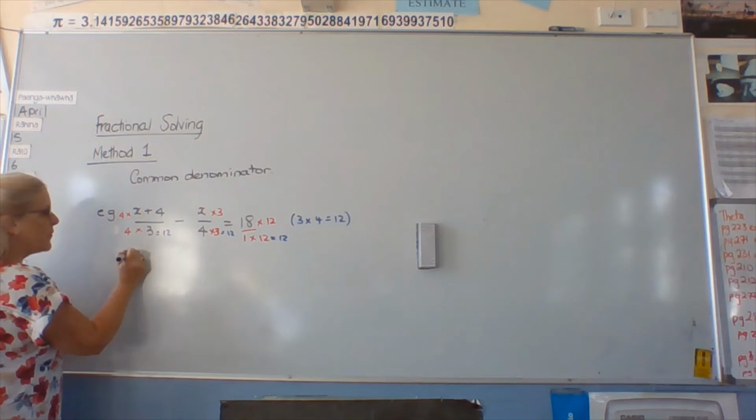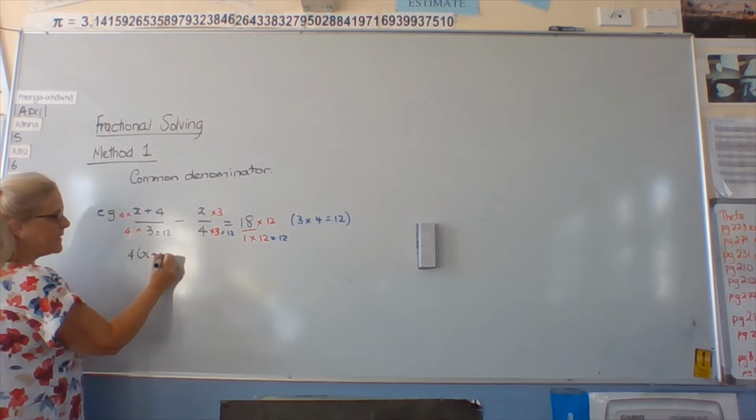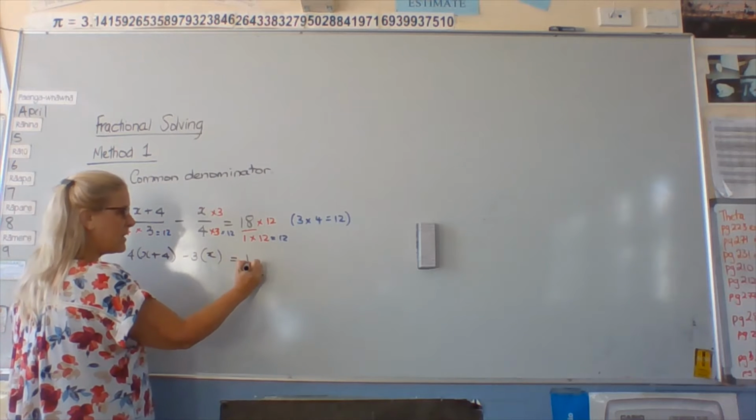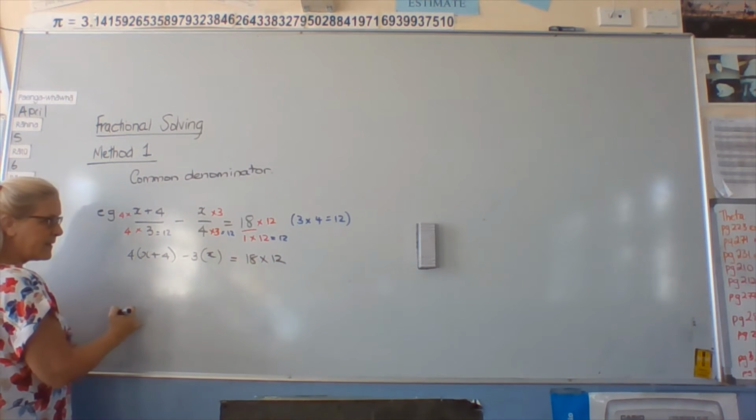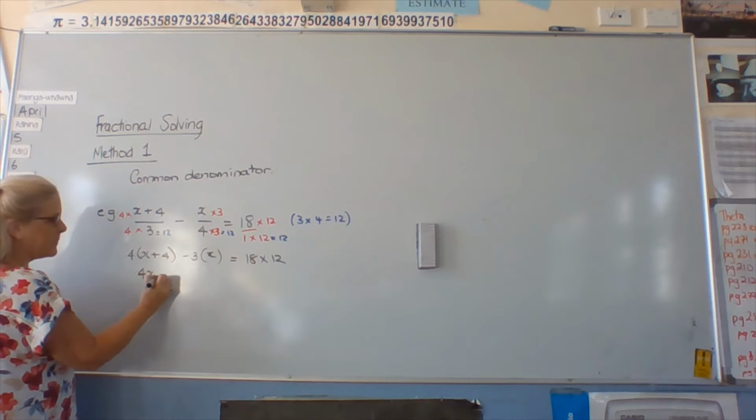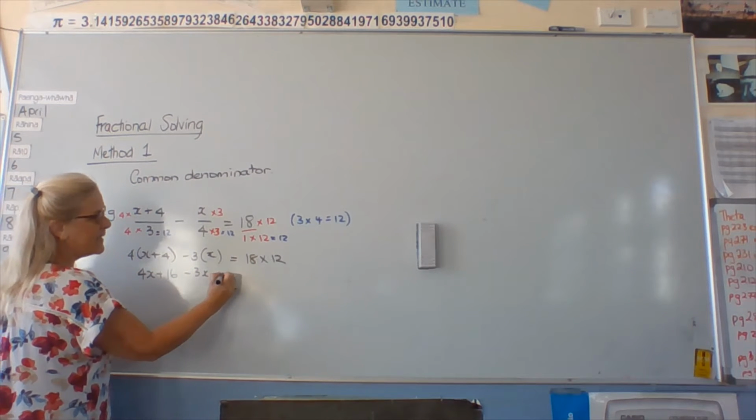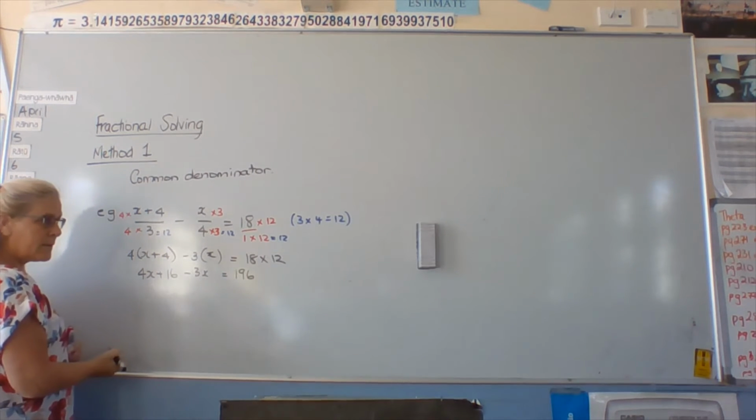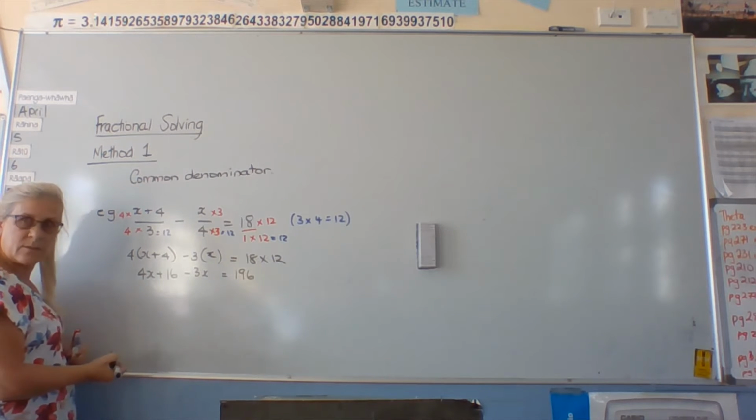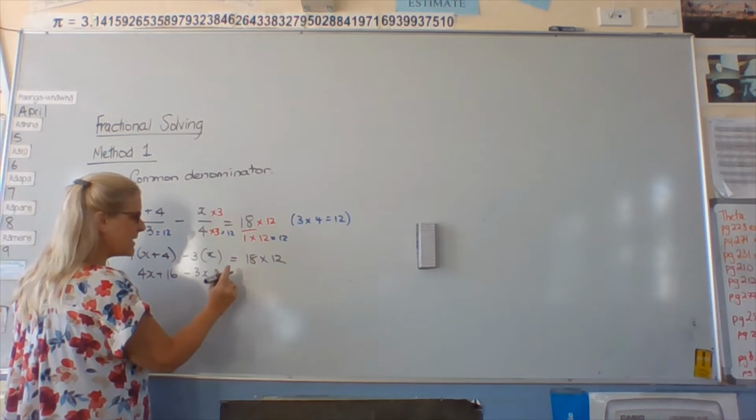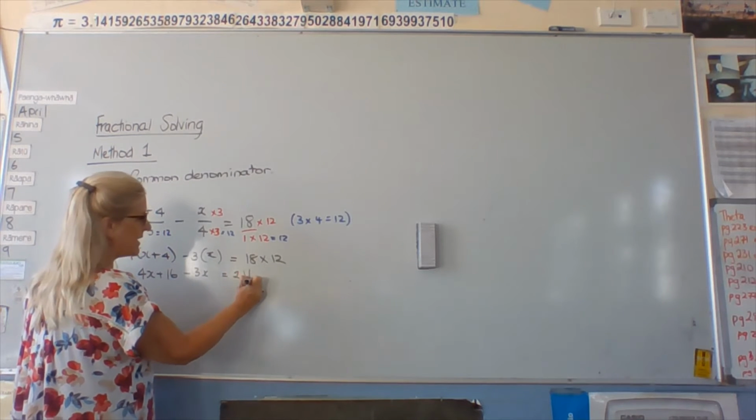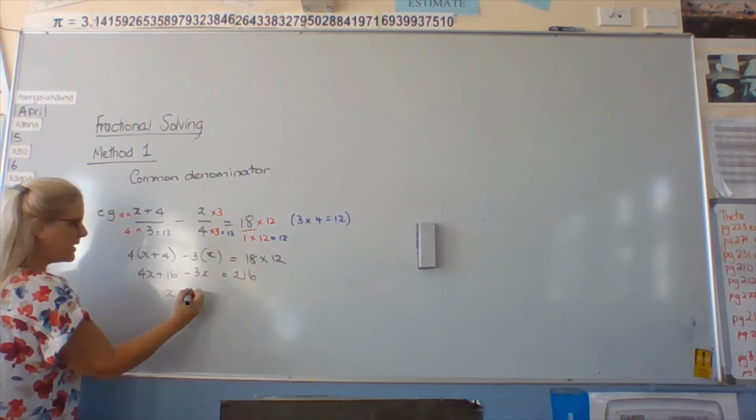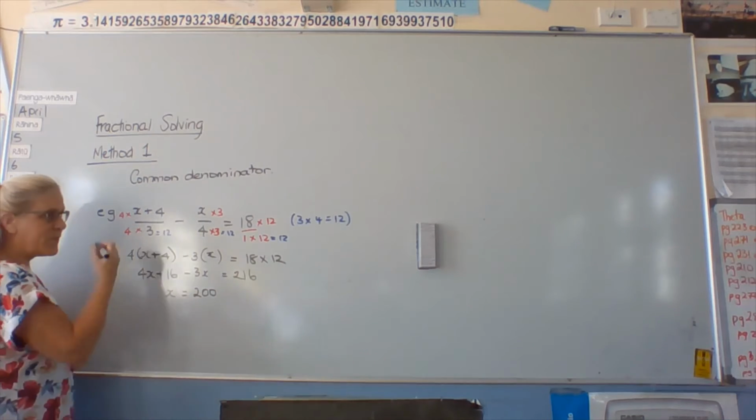So we've got 4 of these minus 3 of these equals 18 times 12. So we've got 4x plus 16 minus 3x equals 216. Is that right? 216. Yes? My calculator in my head, not working last period. 4x minus 3x is x. 216 minus 16 is 200, and we've finished.